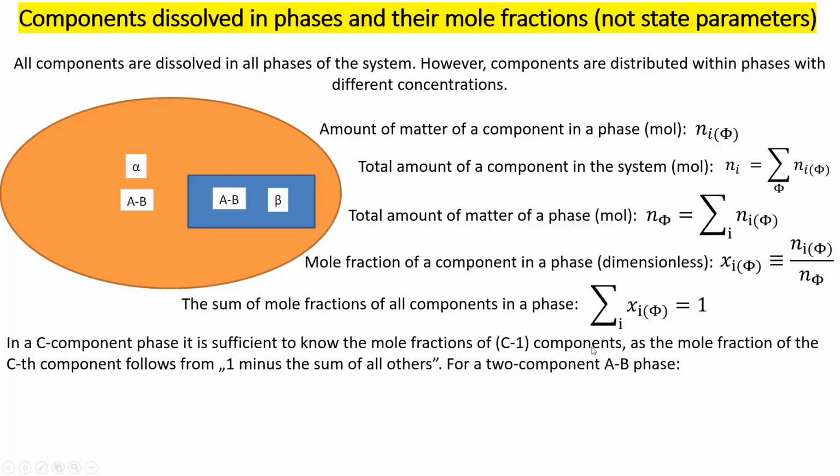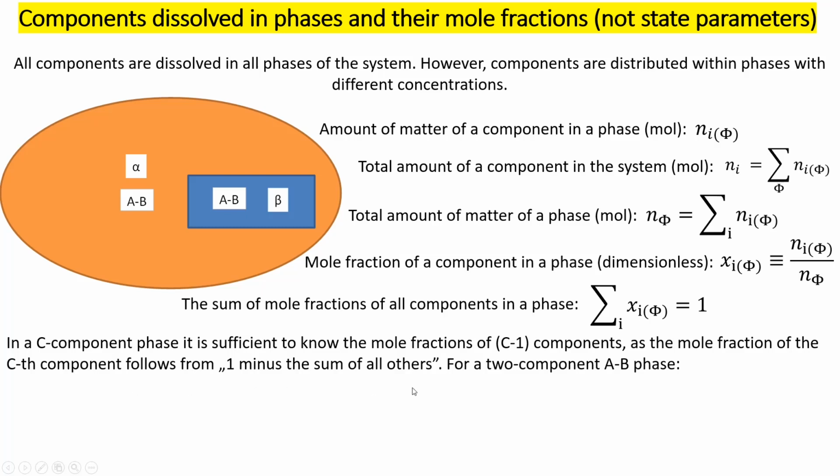And by the way, it will be quite difficult to calculate the equilibrium mole fractions of the C-1 components in the given phase φ. But fortunately, at least the mole fraction of the C-th component can be found in a very easy way as 1 minus the sum of all the others.